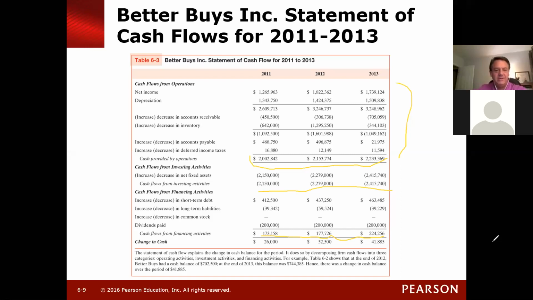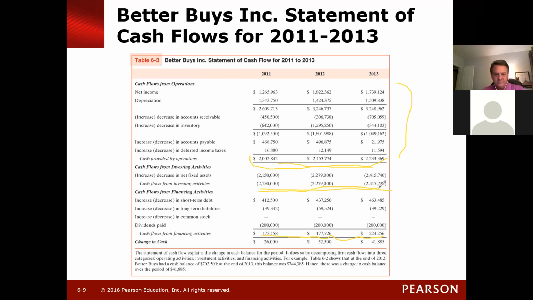Cash flow provided by operations is moving up steadily, from 11, up 7.5%, and then just short of that again. So you have a steady increase. The cash flows from the investing activities is going the other way, so I'd question which investments they're in.